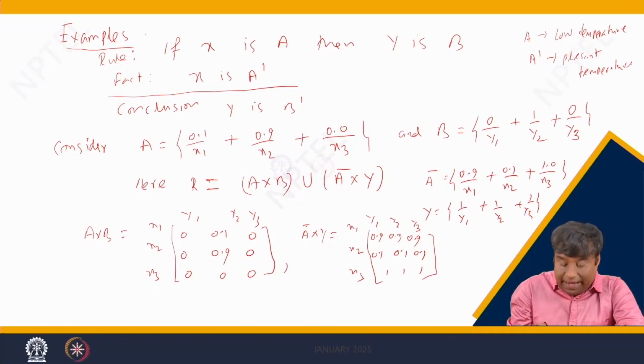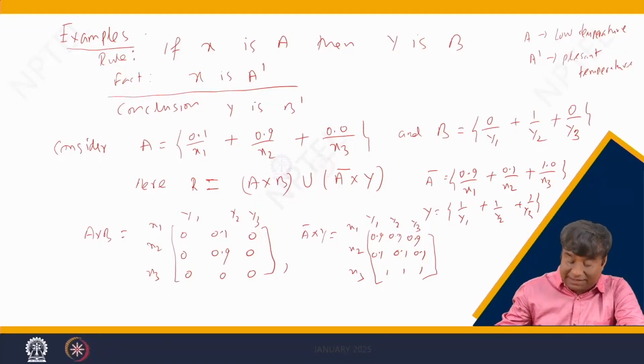Similarly, for A complement cross Y, for x1 it is 0.9 and everything in Y is 1, so the minimum is 0.9, 0.9, 0.9. For x2 the value is 0.1, so the minimum is 0.1, 0.1, 0.1. For x3 the value is 1, so the minimum is 1, 1, 1. So we got A complement cross Y.